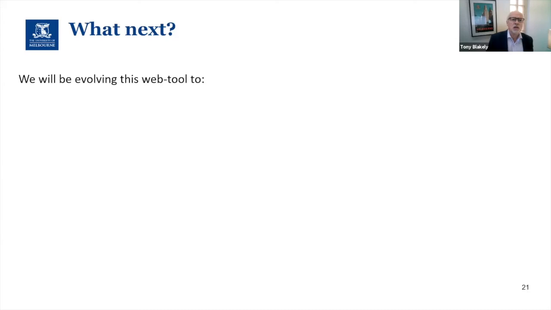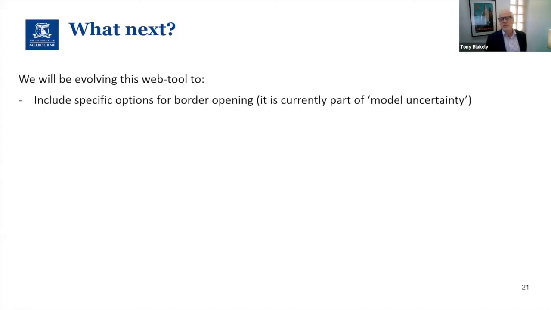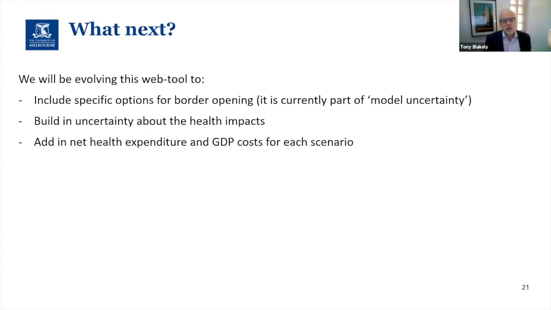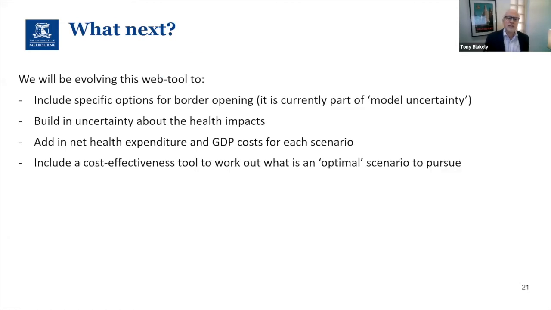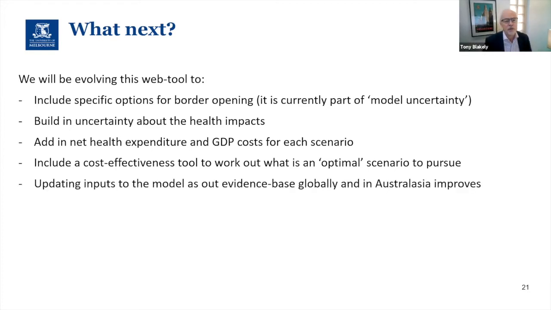So what next? Well, we'll be evolving that web tool to include specific options for border openings, as I've said. Build in the uncertainty about those health impacts. Add in net health expenditure and GDP costs. So we're going to bring in the cost part, the economic part, so that we can see those as part of the COVID-19 trade-offs. And we'll include a cost effectiveness tool, which will give you an optimal approach from a cost effectiveness perspective. There are obviously many perspectives here, but using those costs, those health gains and everything else, we'll try and come up with what would be optimal purely from putting on your health economic hat. And we'll be updating inputs to the model as our evidence base globally and in Australia improves.